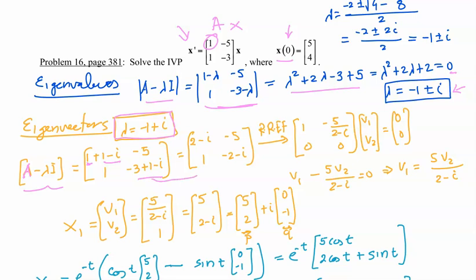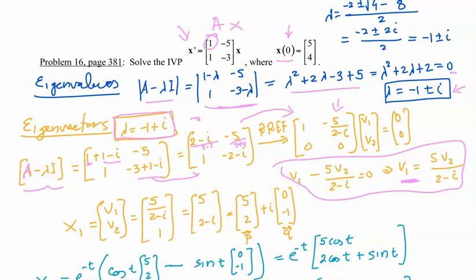I'm going to change this one into reduced row echelon form. So first, 1 plus 1 is 2, you just rewrite that. Divide by 2 minus i, that makes it 1, right? And then you're going to have that. Then I can write down this one as an equation like that. So you can write down V1 equals 5 V2 over that.